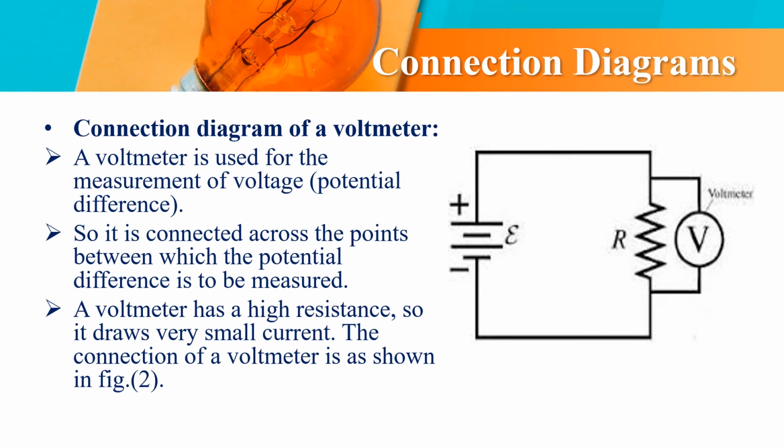Connection diagrams. Connection diagram of a voltmeter. A voltmeter is used for the measurement of voltage, potential difference. So, it is connected across the points between which the potential difference is to be measured. A voltmeter has a high resistance, so it draws very small current. The connection of a voltmeter is shown in figure.